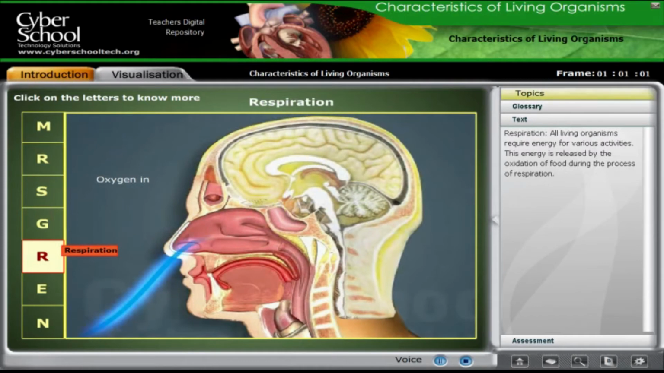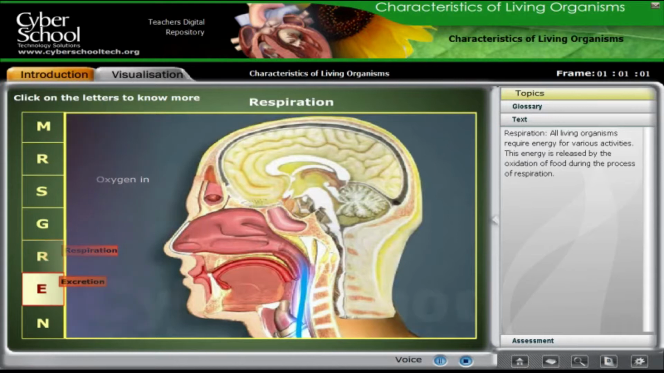All living organisms require energy for various activities. This energy is released by the oxidation of food during the process of respiration.